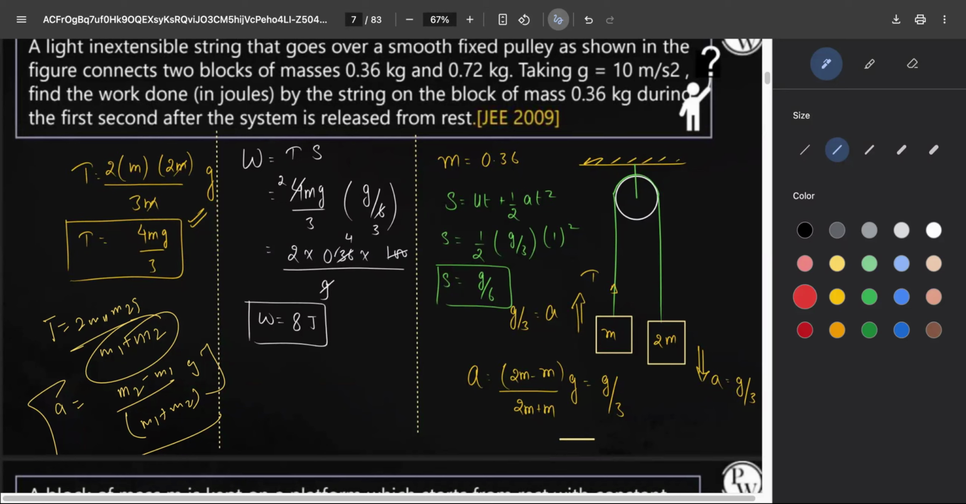Look, if you see in a net way, this particular string is applying force on this block with tension T. If this block is going to cover some distance x, at the same time this block is going to go downside by x, and the force on this will be upside, right?